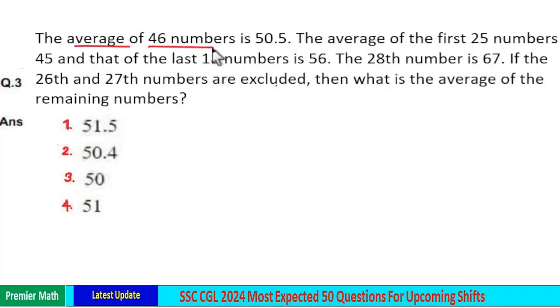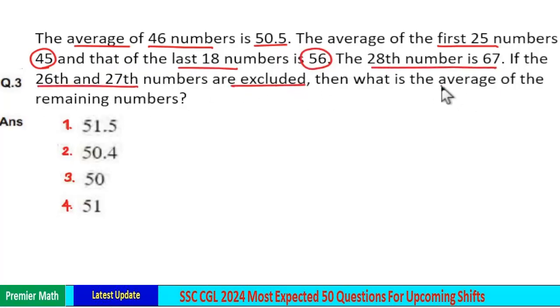The average of 46 numbers is 50.5. The average of the first 25 numbers is 45 and that of the last 18 numbers is 56. The 28th number is 67. If the 26th and 27th numbers are excluded, then what is the average of the remaining numbers?